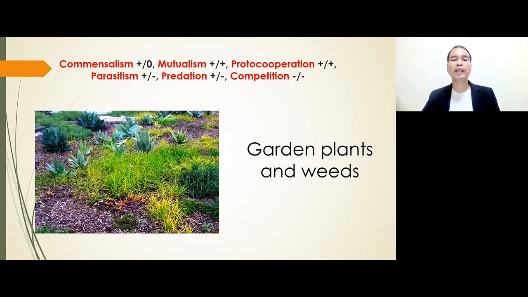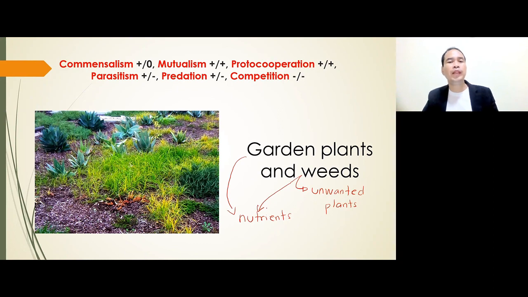Next we have your garden plants and weeds. Weeds are unwanted plants, meaning you don't need these plants. They just grow anywhere. One day you see them and think, I don't need you. So garden plants need nutrients, and weeds also need nutrients. Both of them need nutrients from the soil, so they are competing over which will survive. If you know about gardening, weeds are normally removed because they compete for the nutrients. So this is an example of competition.